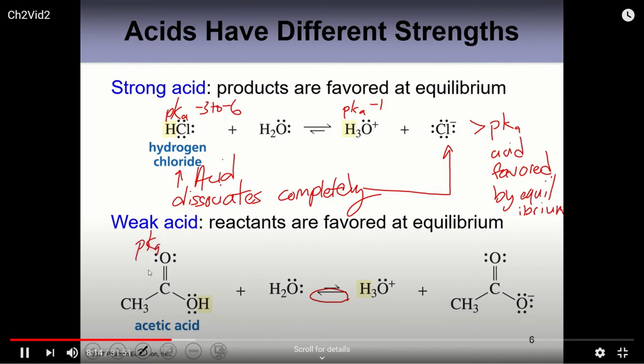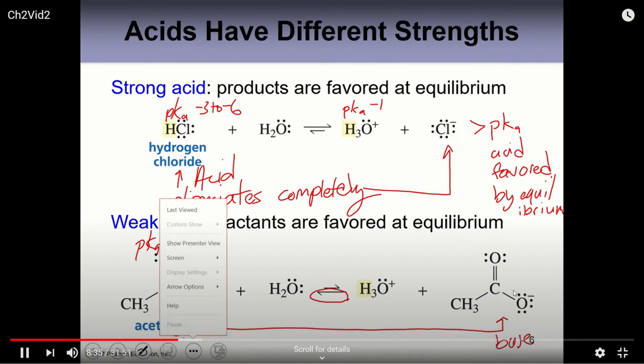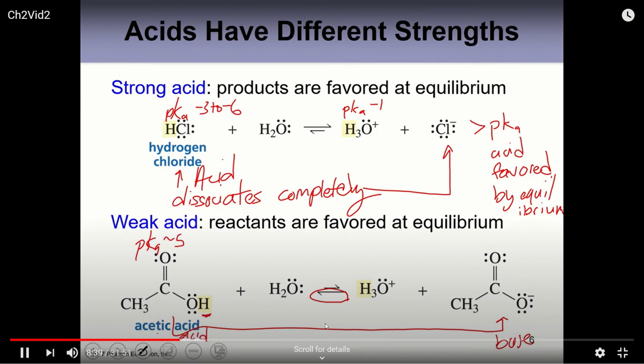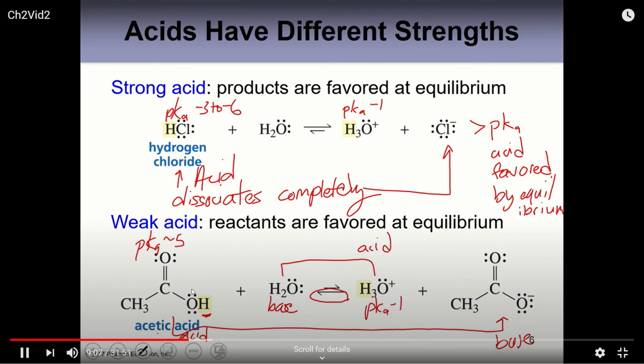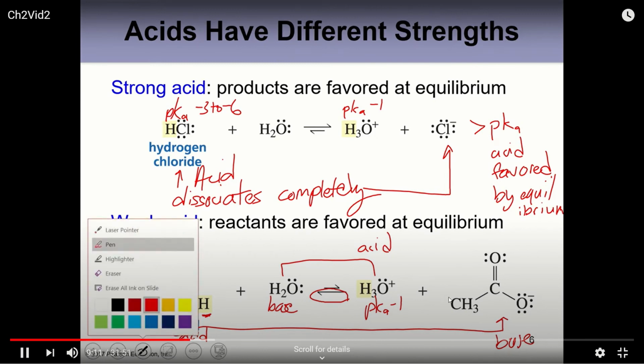If we look at the second reaction and determine which side of the reaction is favored, we look at acetic acid. It has a pKa of approximately 5, has one more hydrogen ion than its conjugate base, acetate ion. Our base in the reactants is water, and its conjugate acid in the products is H3O plus. When we have an acid-base reaction, the reactants will have an acid and a base, and the products will have an acid and a base.